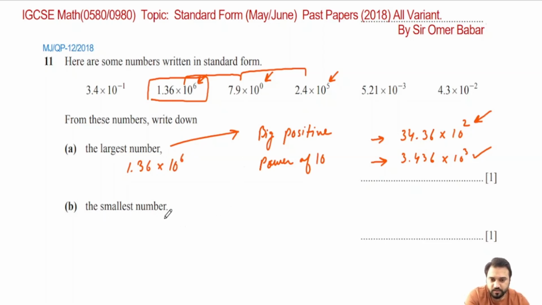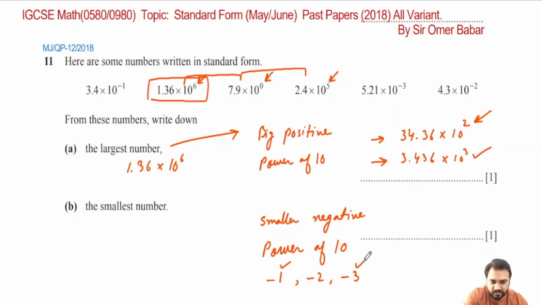Now, what about the smallest number? For the smallest number, we need to look at the small, or you can say the smaller negative power of 10. So we are looking at the smaller negative power of 10. Before doing that, just tell me -1, -2, -3. We have three numbers. Which one is bigger? Is this -1 or -2 or -3? And which one is the smaller one? -1 is the bigger value and -3 is the smaller value.